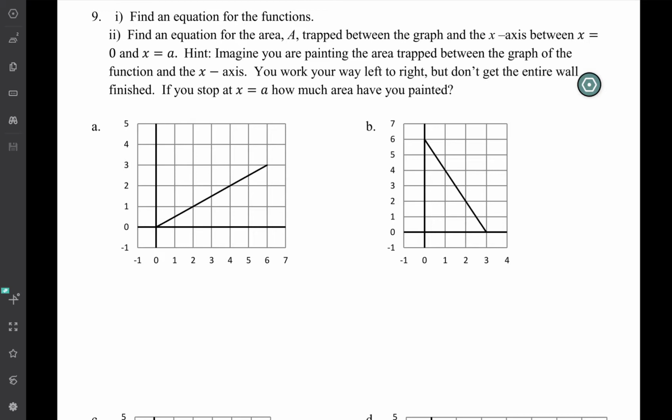Hi everyone, this is 2.4, number 9, part 3. So let's see, we're supposed to find equations for the functions and then find an equation for the area.